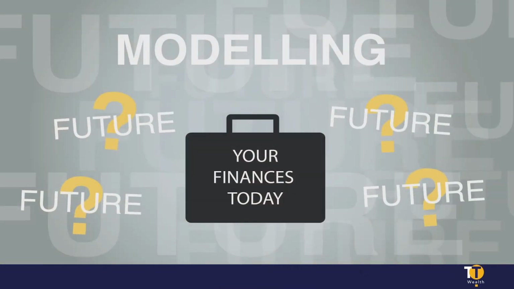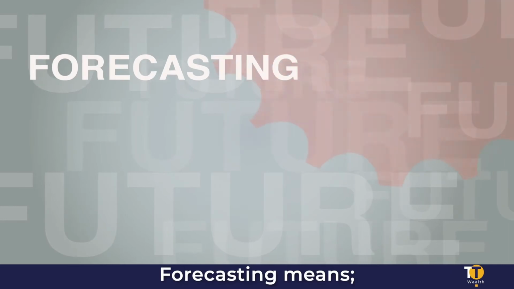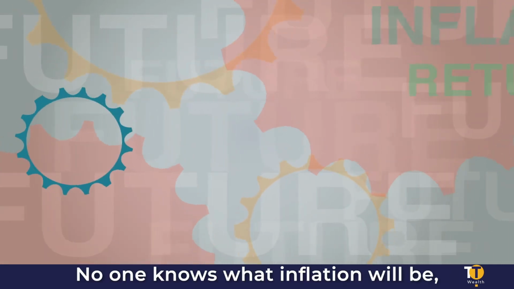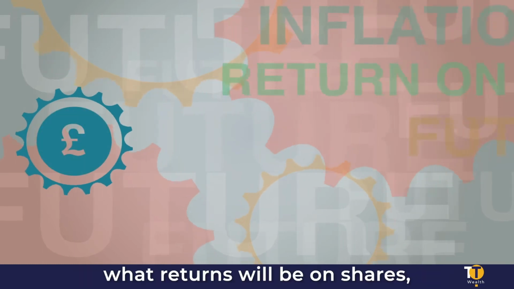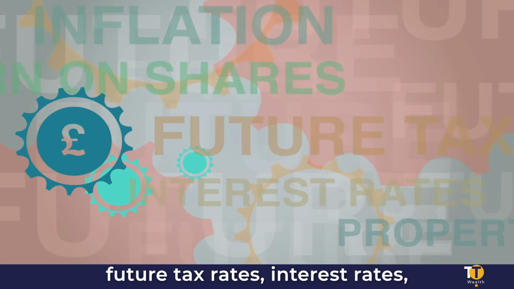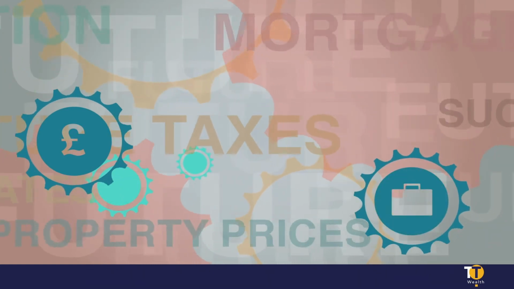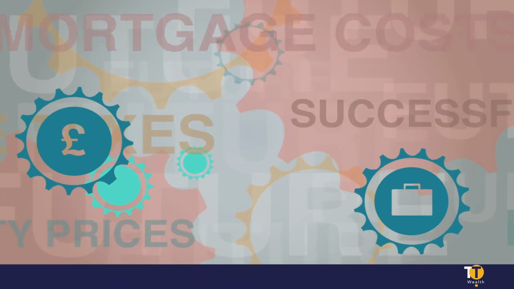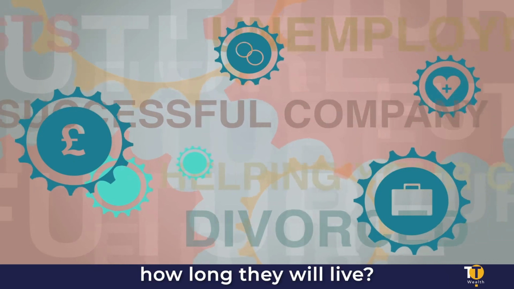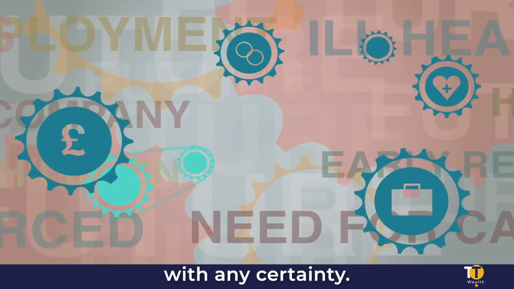Modelling is different and is about looking at possible future scenarios. Forecasting means trying to predict the unpredictable. No one knows what inflation will be, what returns will be on shares, future tax rates, interest rates, property prices or mortgage costs. If they will be divorced, what help their kids will need, whether they will be forced to retire early due to ill health, how long they will live.